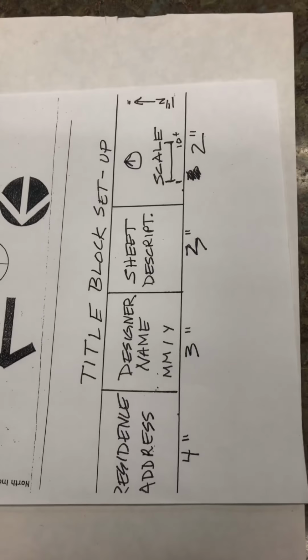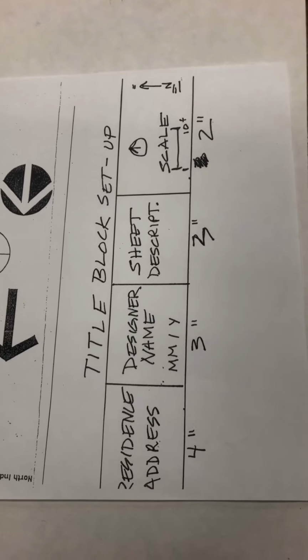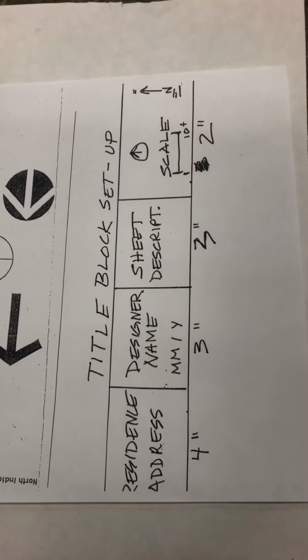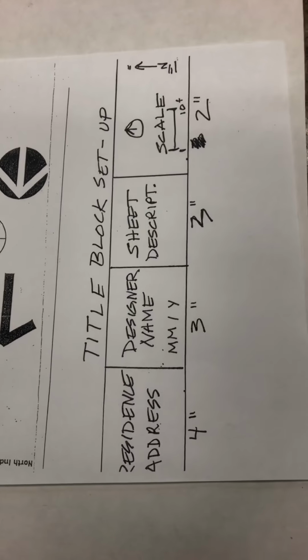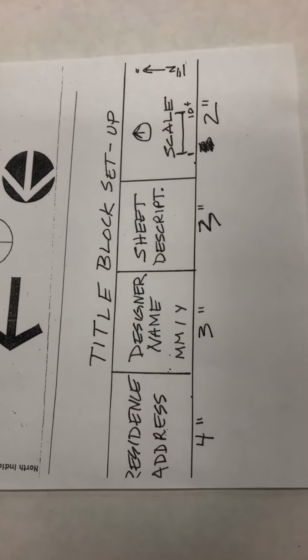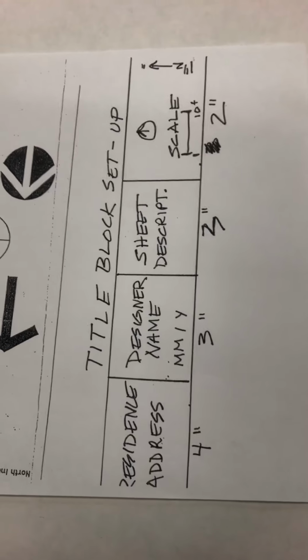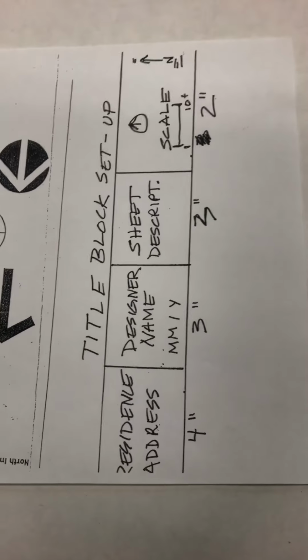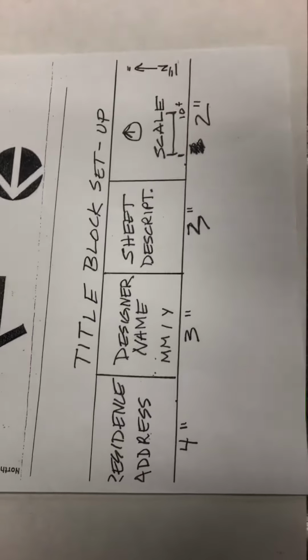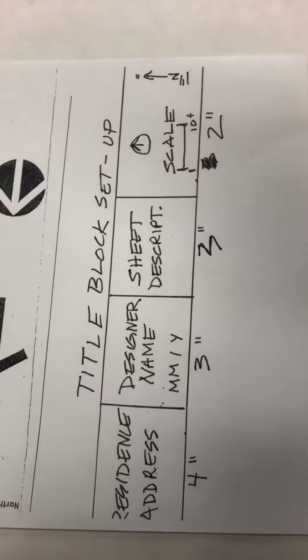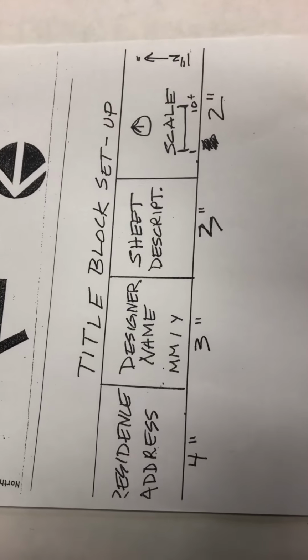The next block is the designer's name. That's you. And you should put the month and year down as well. So you could put April 2020. You don't have to put the exact date, just the month and the year. And you can abbreviate your name too if that makes it easier for you if you have a long name. Elizabeth Collinsworth is kind of hard to put in those little boxes.